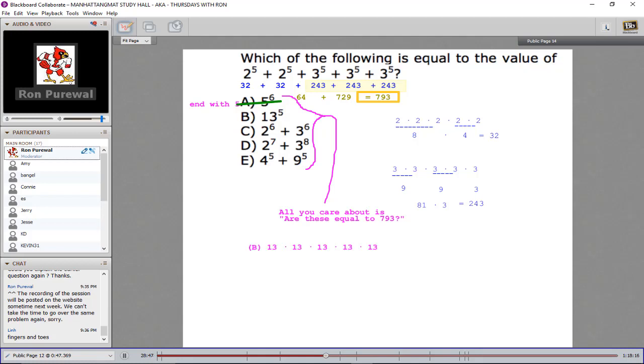You might know already that 13 times 13 is 169. So this is 169 times another 169 times 13. So this is going to be way, way more than 793. It's going to be like a 6-digit number. So no way. And you could also realize that 10 to the 5th is 100,000, and this is bigger than that. So you could also do that.